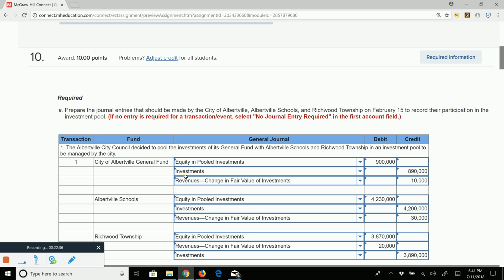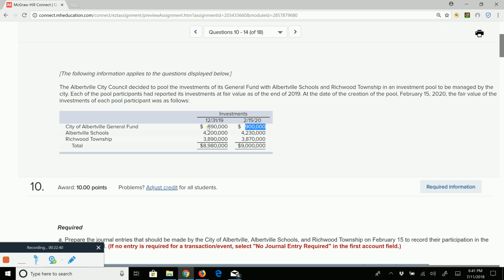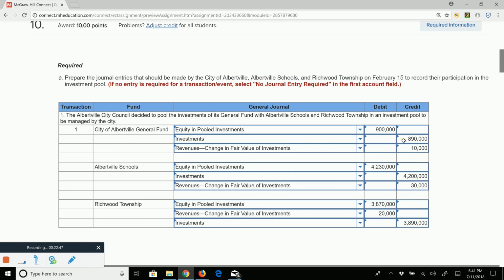And now the city is going to get rid of their investment account. It's an asset. The investment account has the value it had on December 31, which was $890,000. Well, the difference between the new equity in pooled investments and the old investment account, in this case $10,000, is the revenue account. This is basically the change in fair value. It's a positive change. That's why the revenue account is being credited.